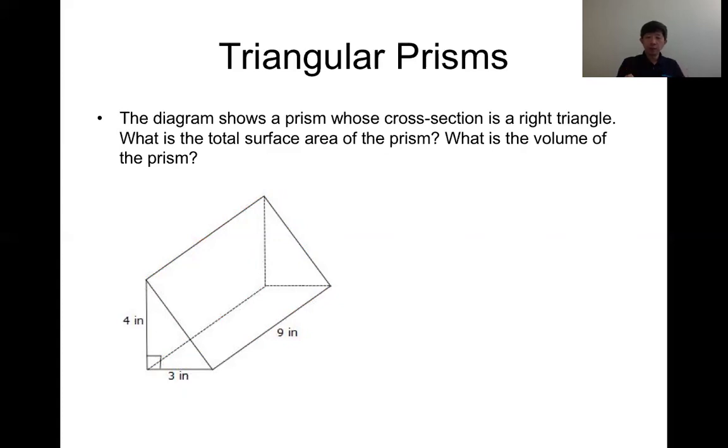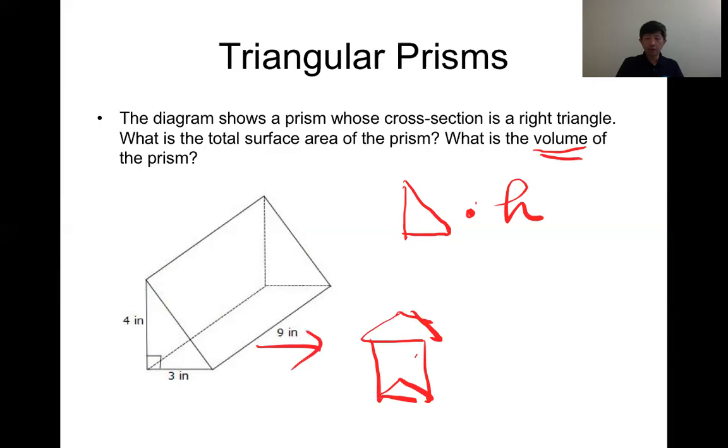So remember that when we find the volume of a rectangular prism, what do we do? We find the area on the bottom, right? And times height, right? So now look, this one, if I rotate, I can make a triangle like this. Did you see it? If I rotate, right? And this is a 4, this is 3, and then this is 9, right? So if I rotate, I can make it as a rectangular prism like this, right? So I have a bottom that is a triangle, right?